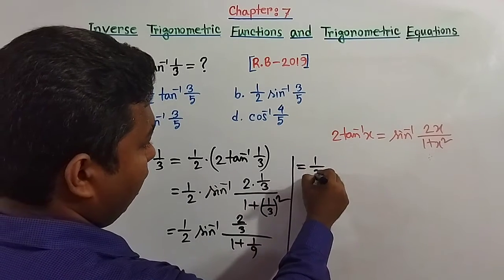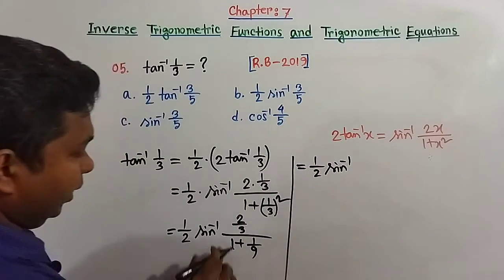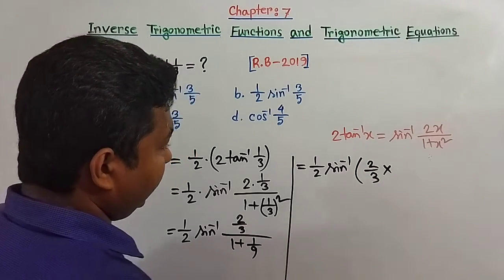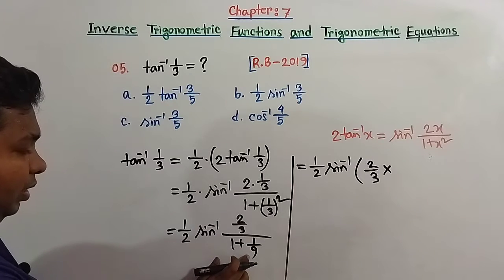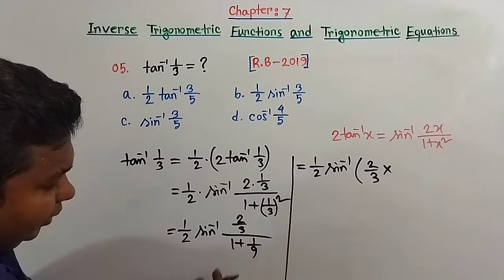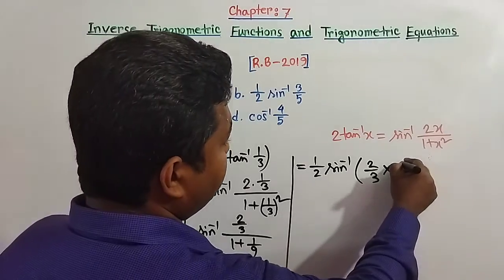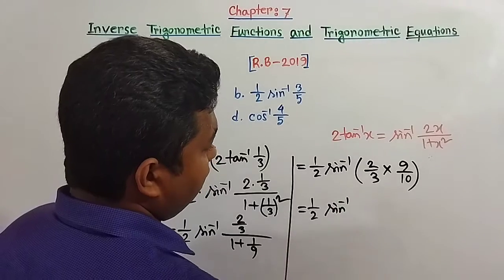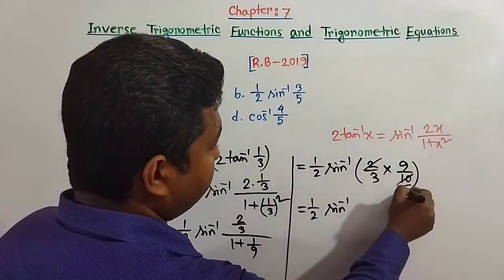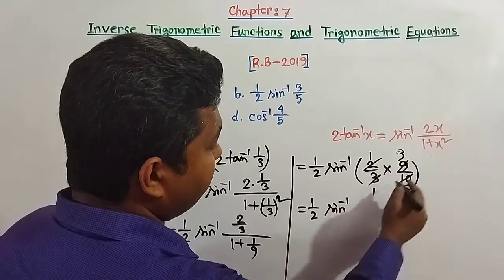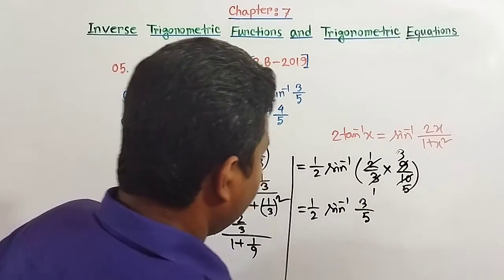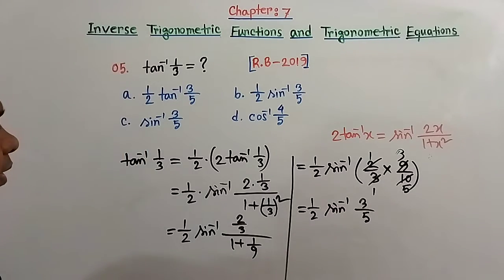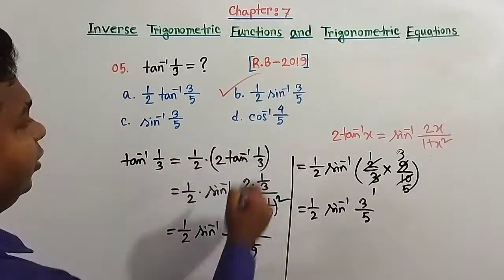Then equal to half sine inverse, here 2 by 3, so 2 by 3 divide becomes multiply, then here taken LCM as 9, we will get 9 plus 1, that is 10 by 9, so we have to write 9 by 10. Then half sine inverse, by simple calculation we will get here 3 by 5. So our required solution is half sine inverse 3 by 5, that is our option B.